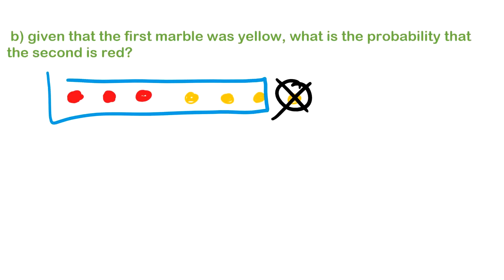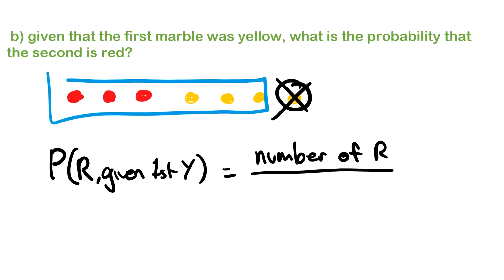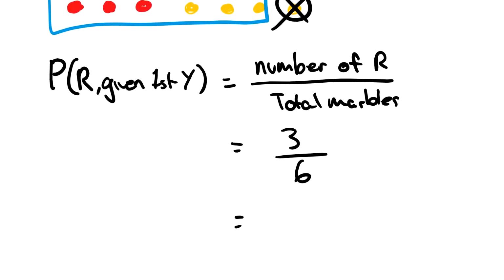So now we need to do the same thing that we did before. We're going to find our probability of getting red given the first was yellow. Okay? So same thing, we're still looking at red marbles. So the number of red marbles goes on top. And then we have the total marbles on the bottom. So this time we have 3 over 6, and again we can simplify that down to 1 over 2.